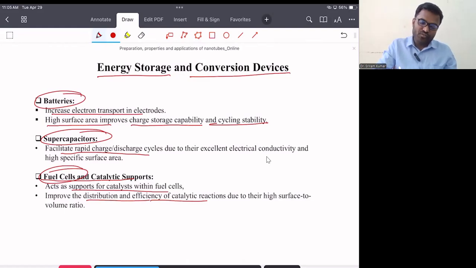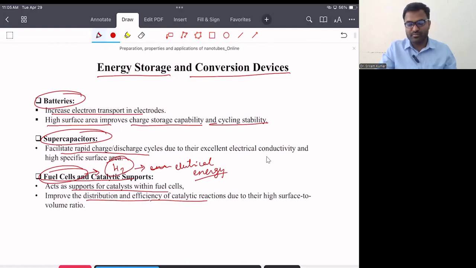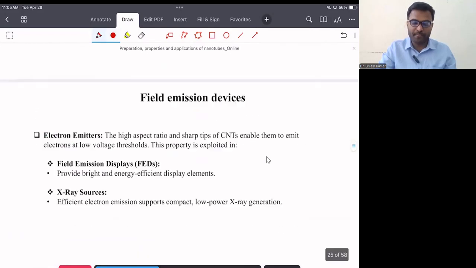So from that fuel cell, you are going to convert hydrogen gas to energy, and this energy is electrical energy. So we can directly convert hydrogen energy into electrical energy. So that is the application of this fuel cell.